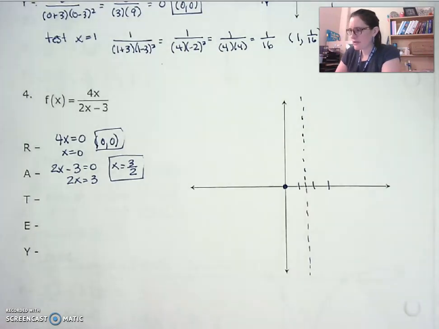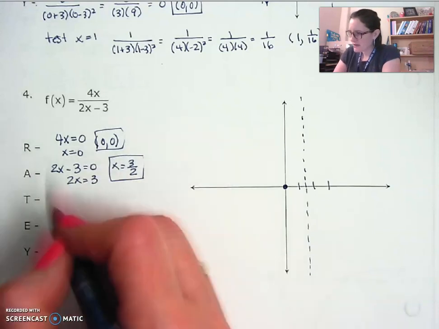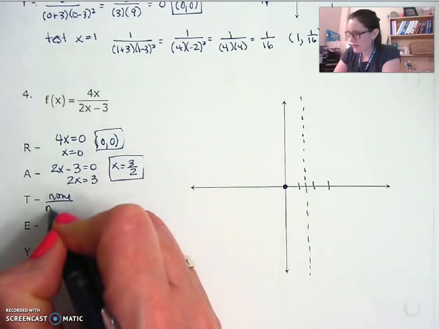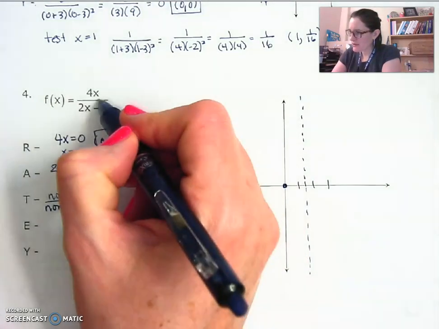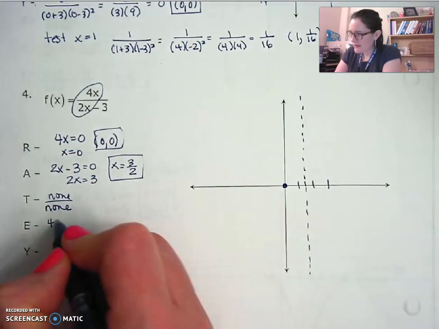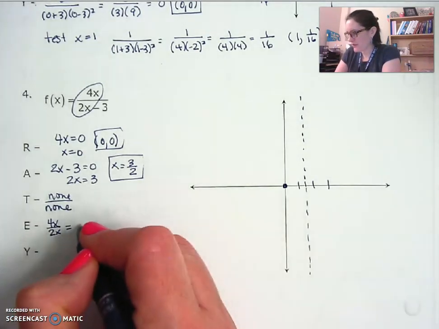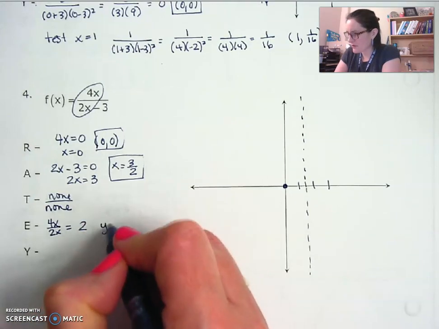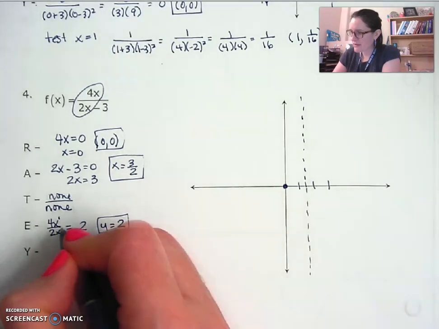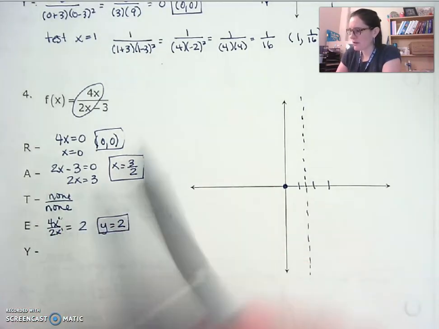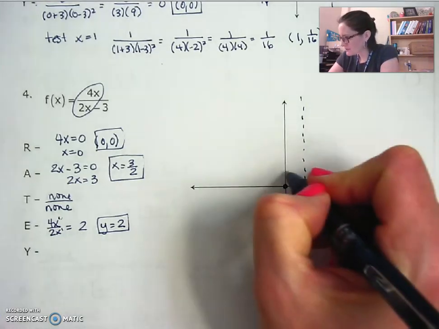T, tangent over together, we are looking for any squared factors, and I don't see any. So this is a none situation. End behavior, make your ratio of your leading terms. So 4x over 2x, the x's cancel, 4 over 2 simplifies to 2. This is the value of your horizontal asymptote. This is a balanced situation. The exponents are equal. When that happens, you simplify, and whatever value you get is your horizontal asymptote.